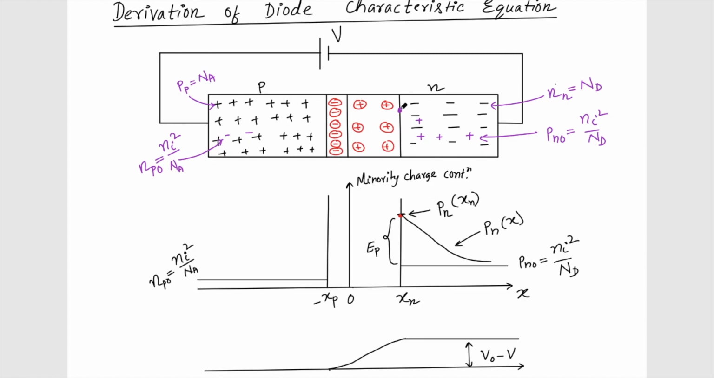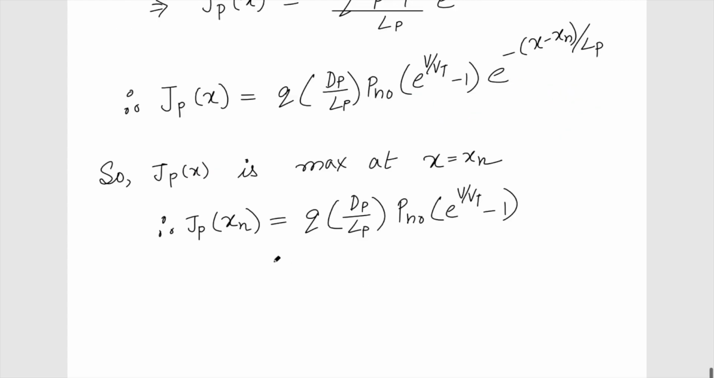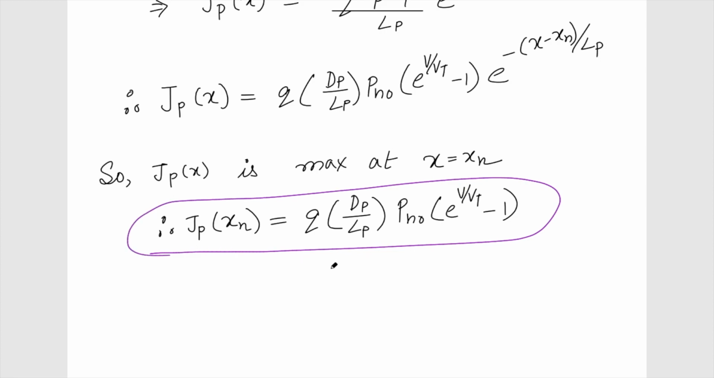So if I try to find the current here, which is basically the diffusion current, that means whatever current we have evaluated at x equal to xn, the diffusion current, is the actual current of the flow of the holes in this direction. So this current density is the current due to the flow of the holes, which holds in any other cross section as well.